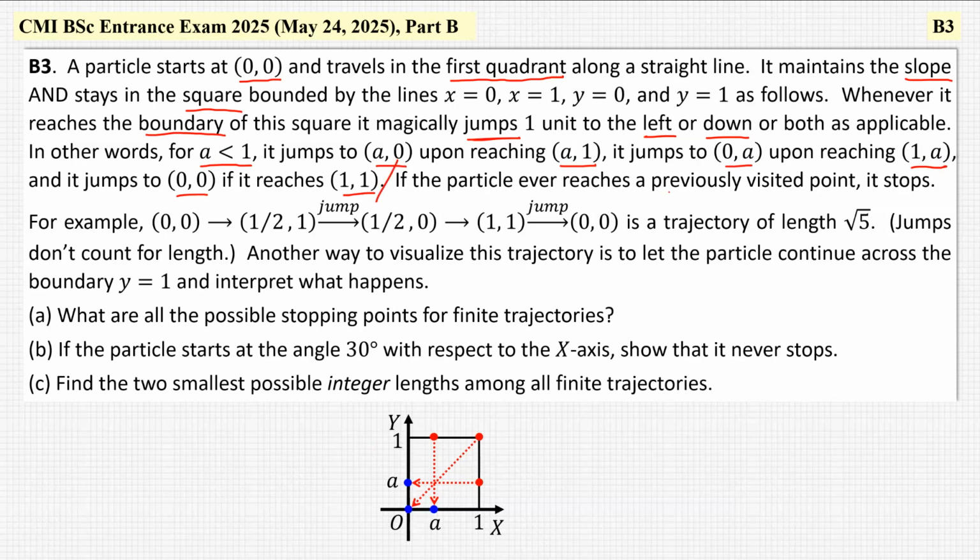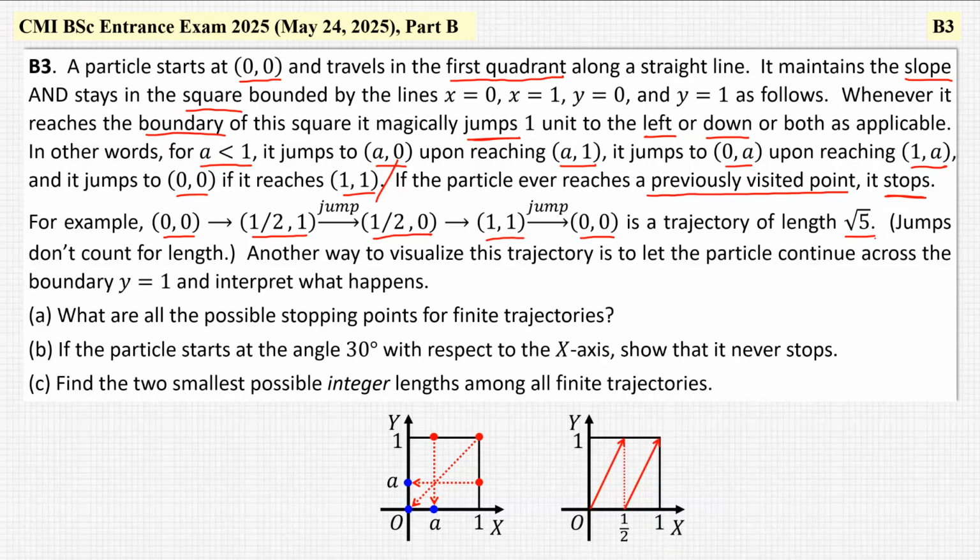If the particle ever reaches a previously visited point, it stops. For example, starting from (0, 0), a particle can travel to (1/2, 1), then it must jump to (1/2, 0), and by the same slope it reaches (1, 1), then it must jump to (0, 0) and stops. This is a trajectory of length square root of 5. So as a graphical representation, the particle's trajectory looks like this, excluding the jumps.